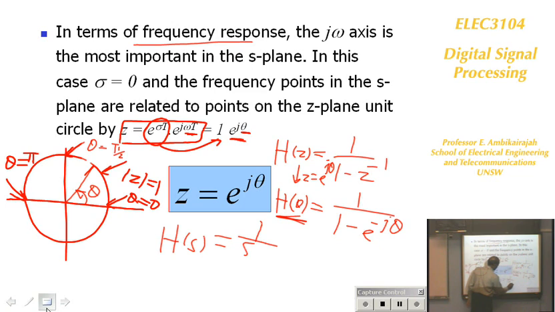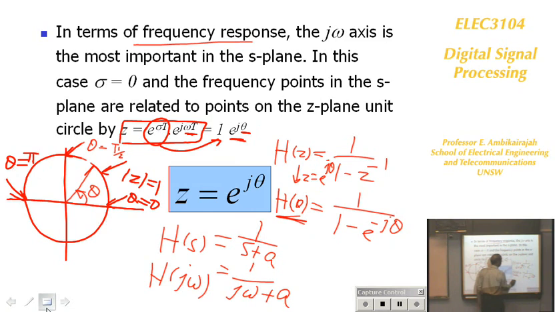If you want to get your frequency response, you say H(jω), you put s equal to jω, and you get 1 over jω plus a. Same principle here. If you want to do the same thing here, you put z equal to e to the jθ. They are different things, right?